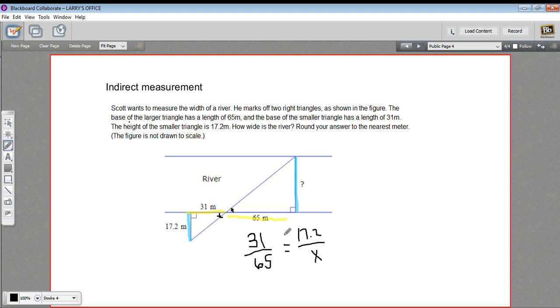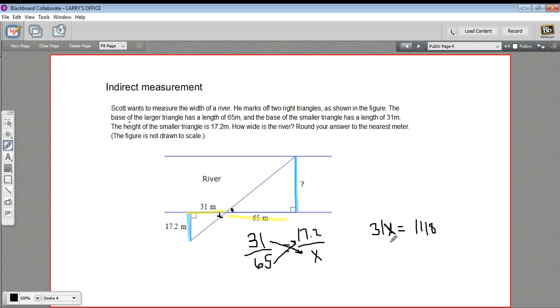The way you solve a proportion like this for X is you cross multiply. So I'm going to multiply 31 times X, which is 31X, and 65 times 17.2. Let me grab my calculator. So 65 times 17.2, that's 1,118. Okay, so we have 31x equals 1,118.